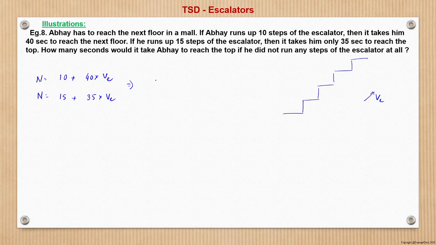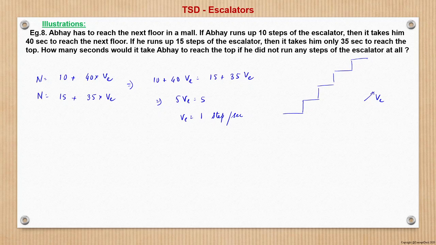So here we can say that 10 plus 40 VE is equal to 15 plus 35 VE. So this means that 5 VE is equal to 5, that is VE is equal to 1 step per second. The speed of the escalator is 1 step per second. That is what we have obtained here.